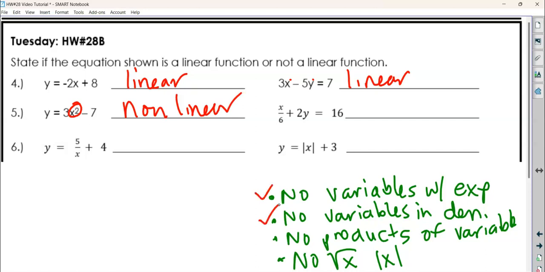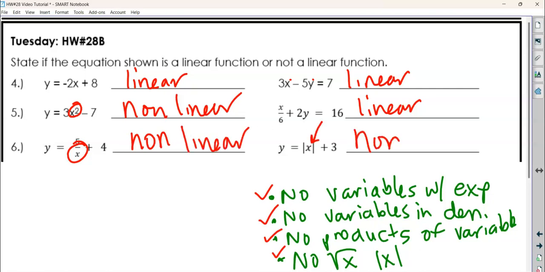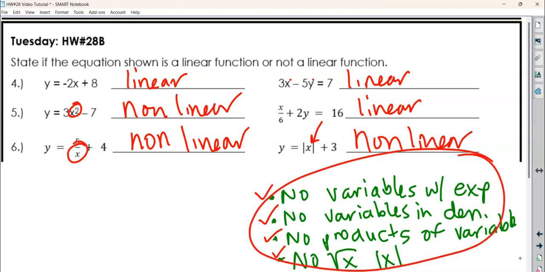That passes the denominator rule. Doesn't have any products and doesn't have any special symbols, so this is linear. This one breaks the variable in the denominator rule, so it's nonlinear. And this one breaks the special symbol rule, so that's nonlinear. You have to memorize those 4 rules.